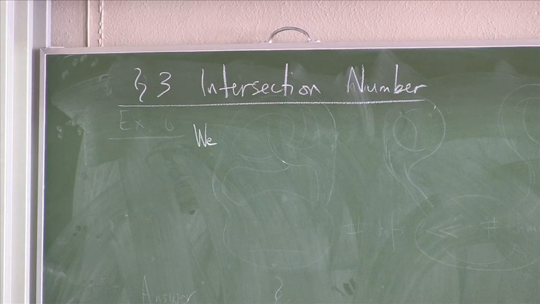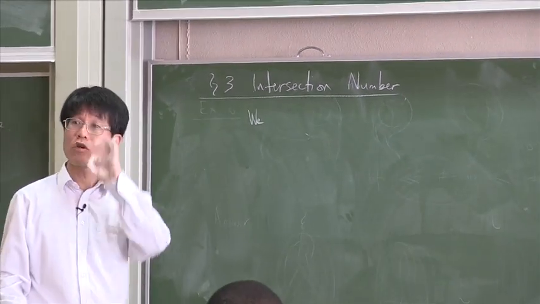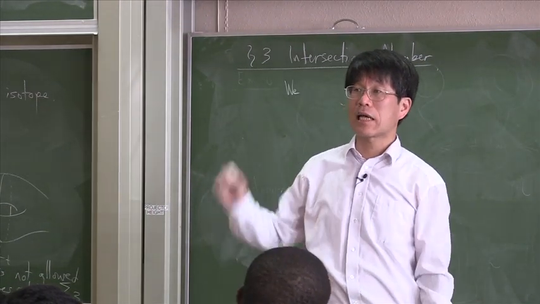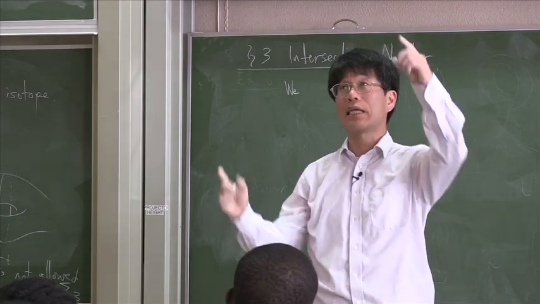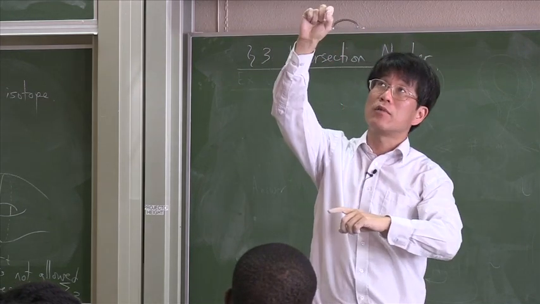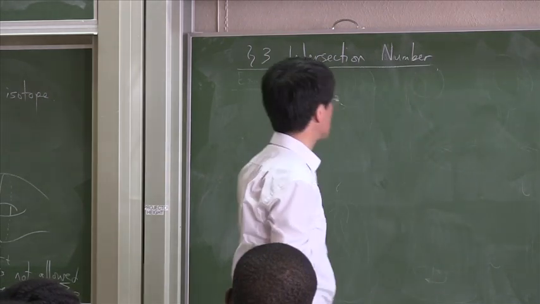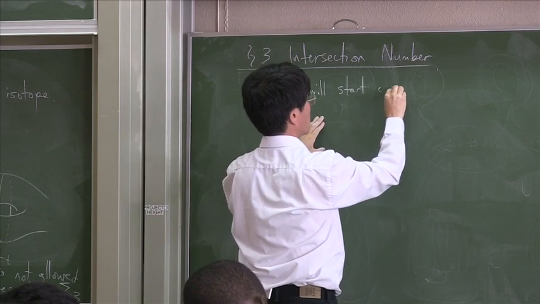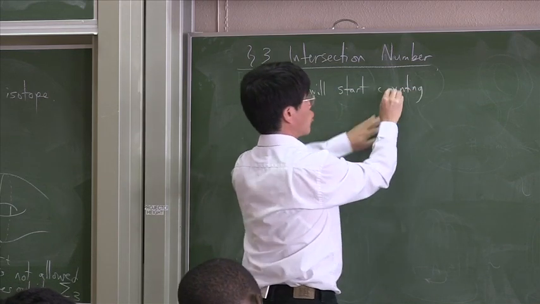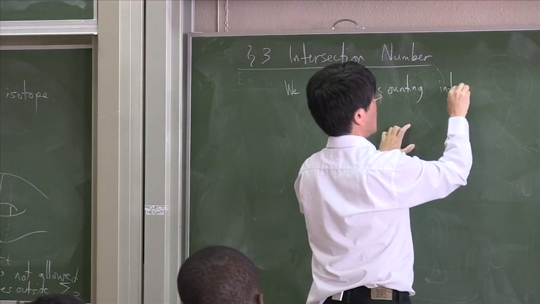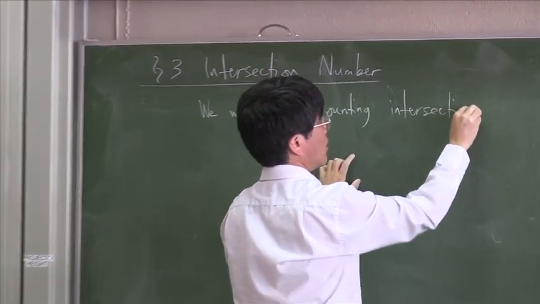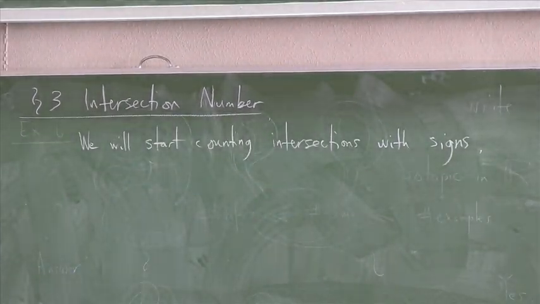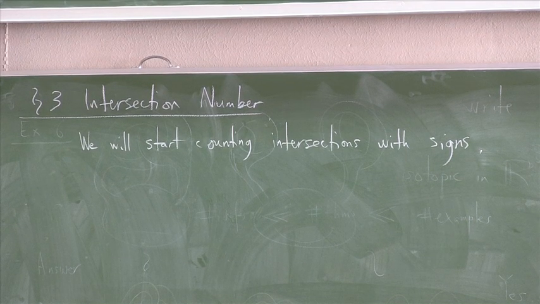We'll start counting intersections with not just, oh, those two things intersecting at 5 points. We'll start counting them with plus or minus sign. We will say, this intersection happens, but it has plus sign, this intersection minus sign, and so on. We will start counting intersections or crossings, if you like, with signs, in other words, with plus or minus. So some intersections will be counted minus and some with plus.